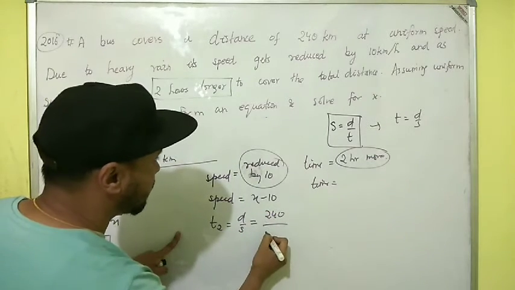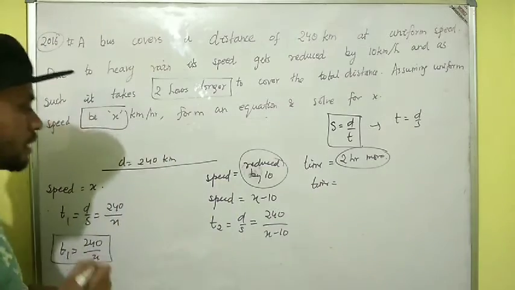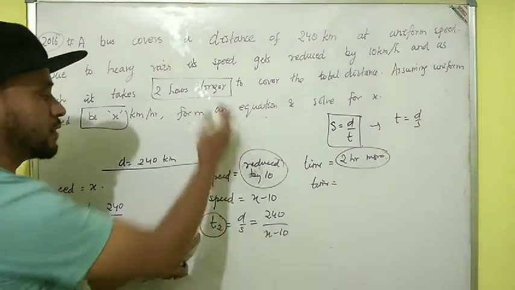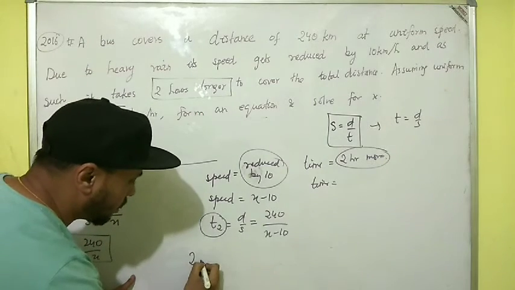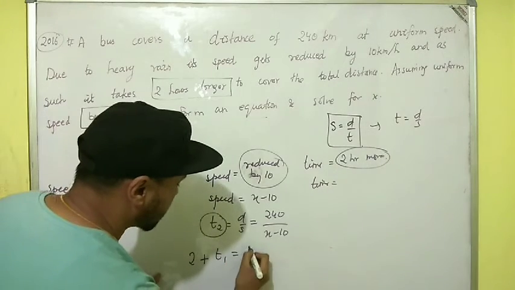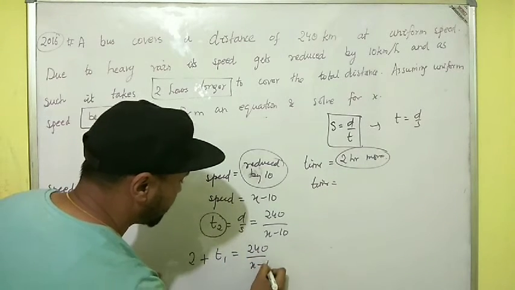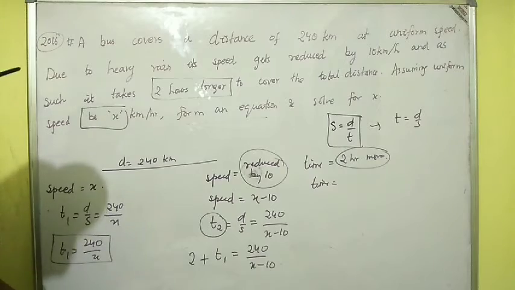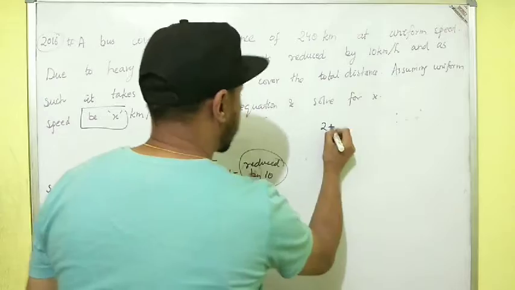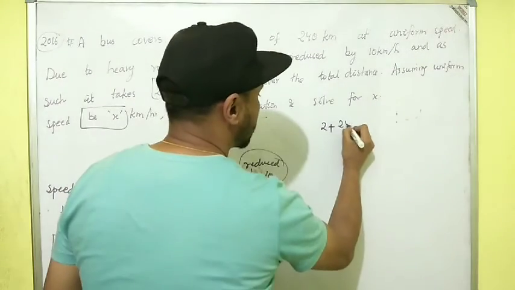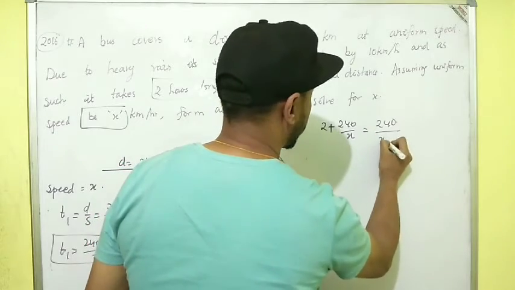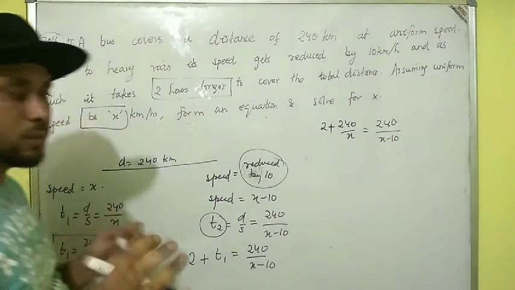Now what will be the speed? Speed will be your x minus 10. Alright. Now the condition says that the time taken by the second condition, if it rains, then it will take 2 hours more than the time taken originally if it won't rain. So this is 240 divided by x minus 10. Alright. So let's write it here. Then 2 plus T1. So T1 is here, which is 240 by x plus 240 divided by x minus 10.